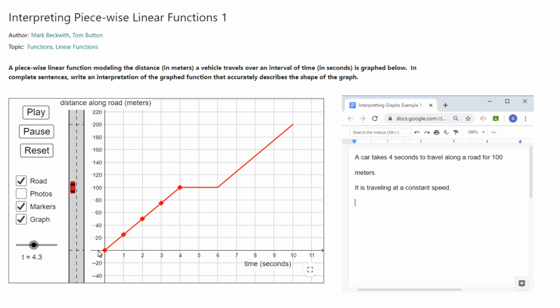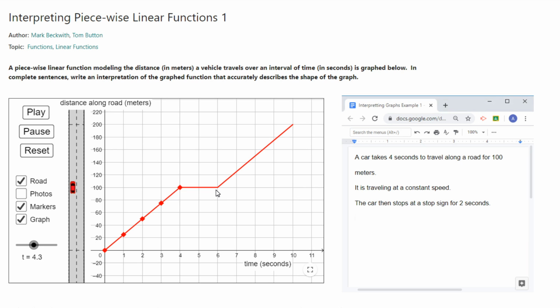Okay, so it travels at that constant speed for 4 seconds, and then it stops. Okay, and it stops for 2 seconds. I know this because here's 1 second and here's 2 seconds that go by. So I'm going to say the car then stops at a stop sign for 2 seconds.